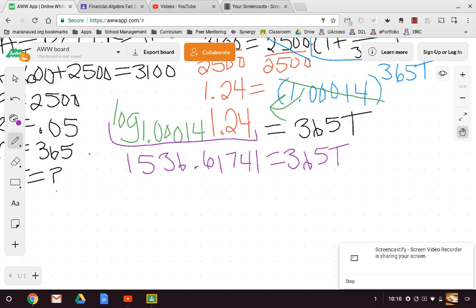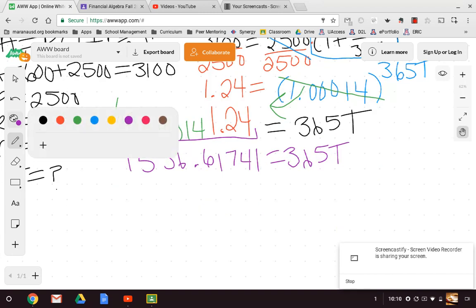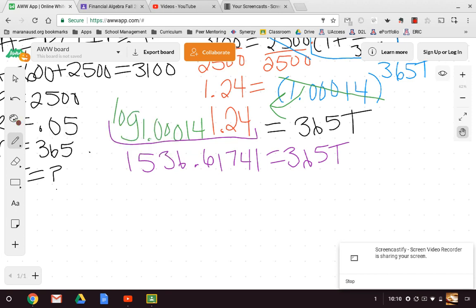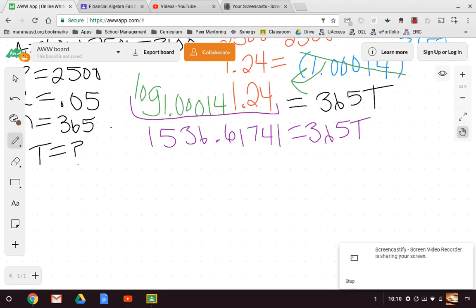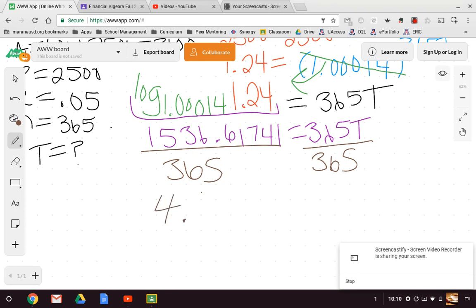Let's move down a little bit. One last step now. I'm going to divide by the 365. Back to my pencil. Divide by the 365. And that gives me 4.209. So I'm going to go with 4.21 years.